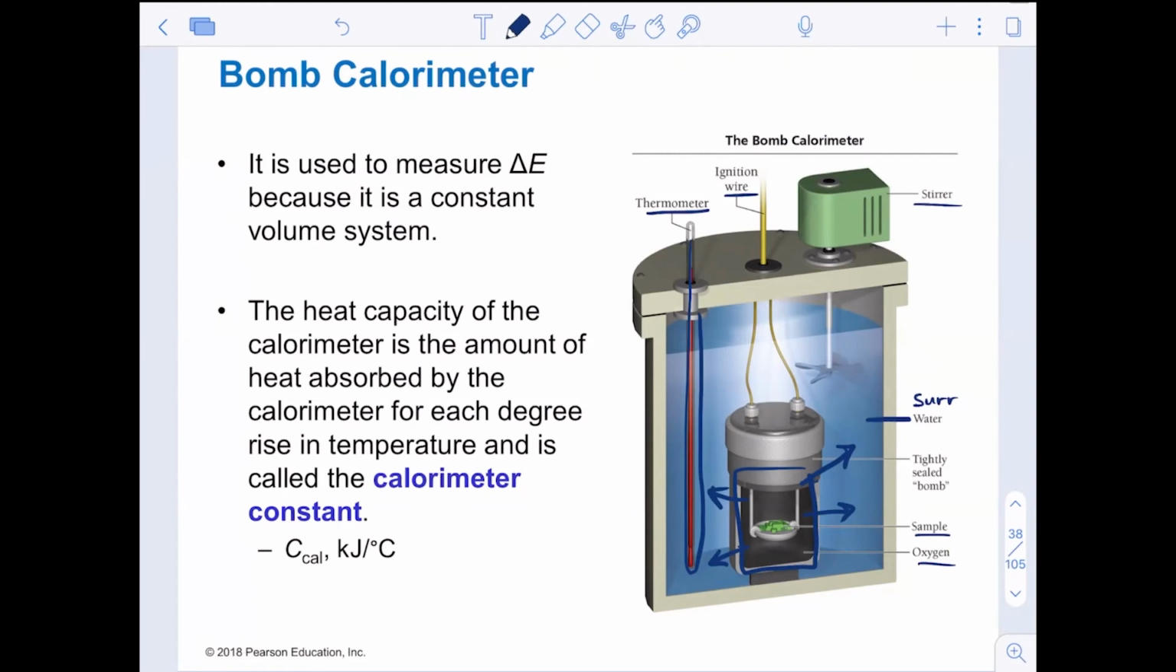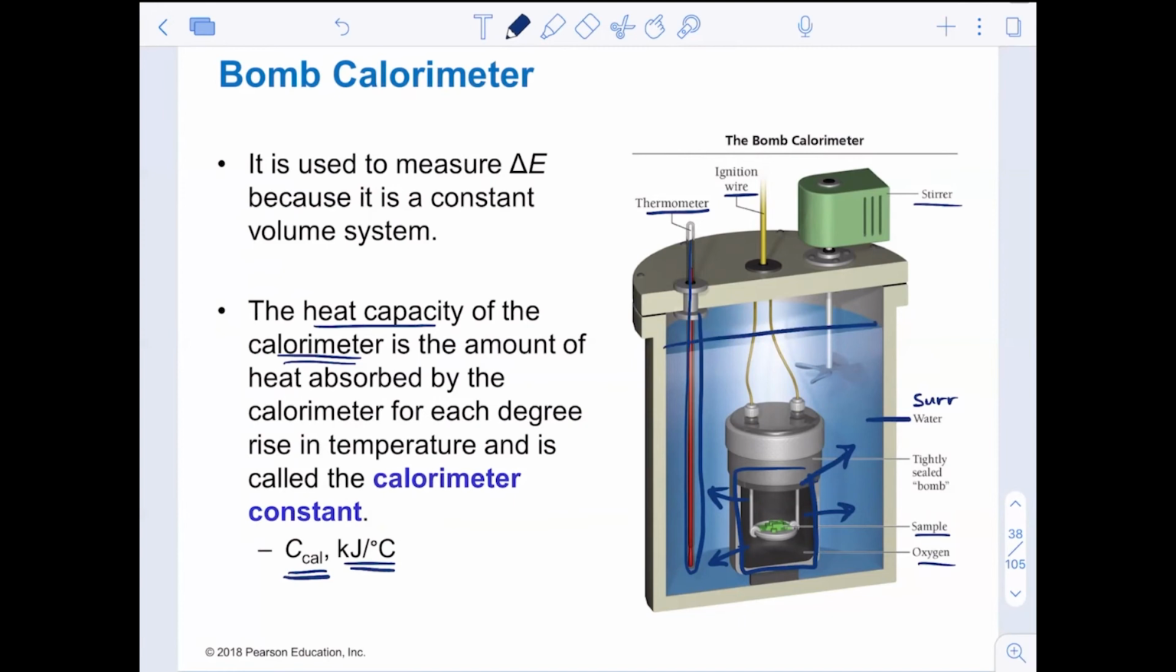The heat capacity that we will be using for this is going to be based off of the calorimeter. So technically, it's a calorimeter constant, a C-cal, and its units are usually kilojoules per degree Celsius. Why do we not need the mass here? The reason is because there is a specific volume of water encased in this.